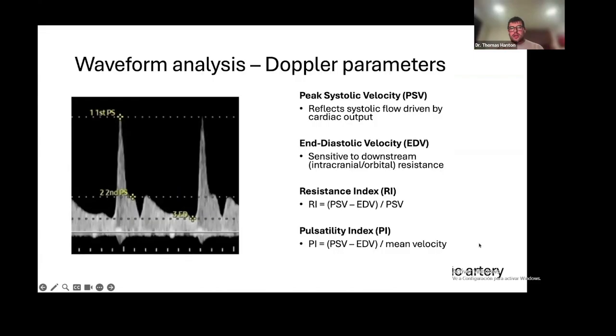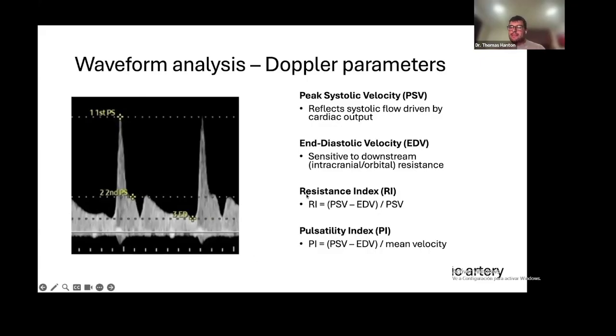So just to go over the waveform itself. As I mentioned before, you've got that first systolic peak, which corresponds to that initial cardiac output driven peak. Then you have the second systolic peak, which is that notch just next to it. You have the end diastolic flow, right at the end of the waveform, and that's basically the baseline flow through that vessel, maintaining that blood flow going forward.